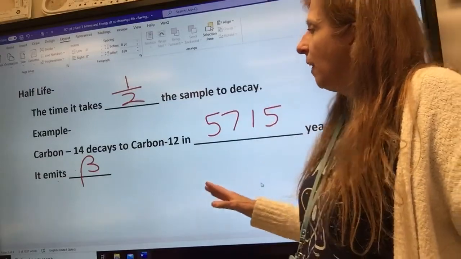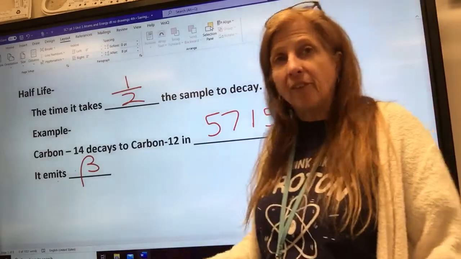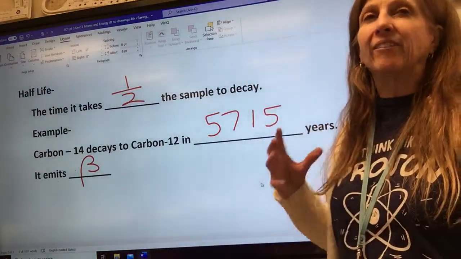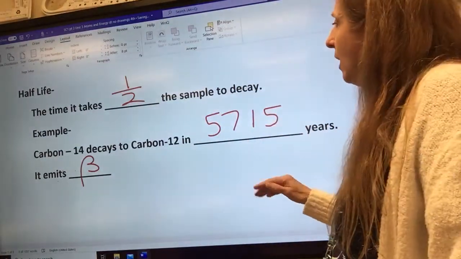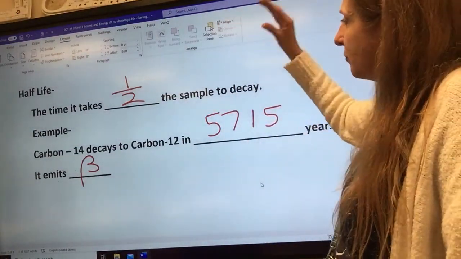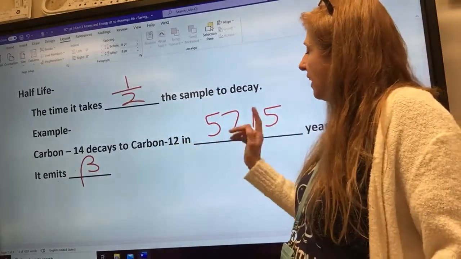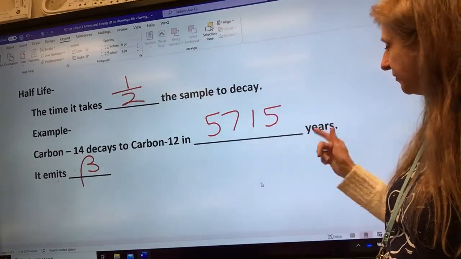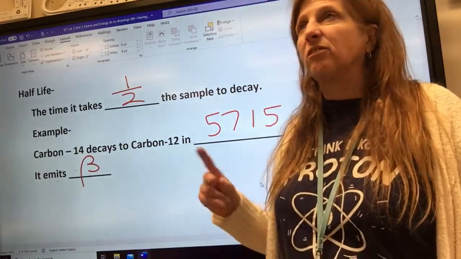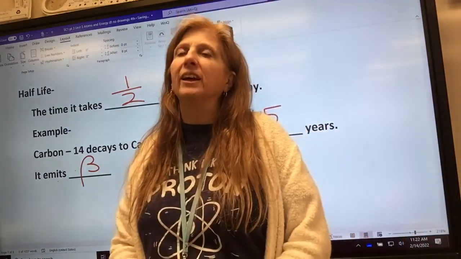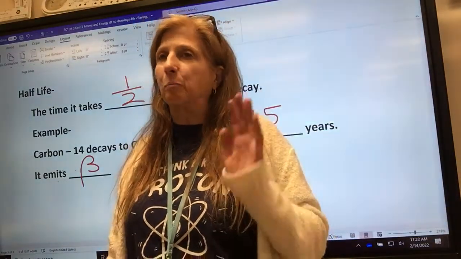So they thought that if you have a sample, you could exactly know the half-life, and the math would exactly work. So they believed at this time that the time it takes for half of carbon-14 to decay, to turn into carbon-12, is exactly 5,715 years, emitting beta particles. Now then, in the last 2 years, they've realized that maybe it's not as steady as they thought, that maybe it's not as perfect as they thought.